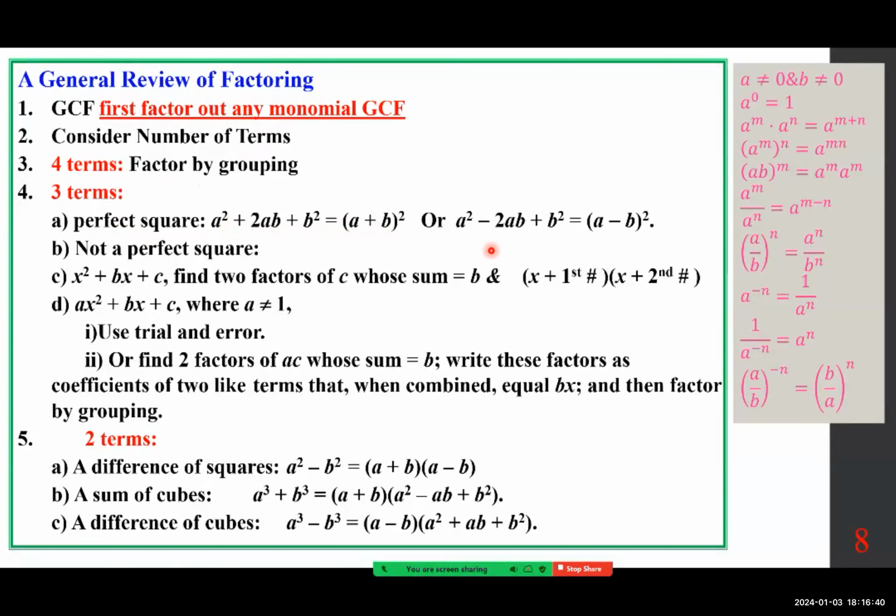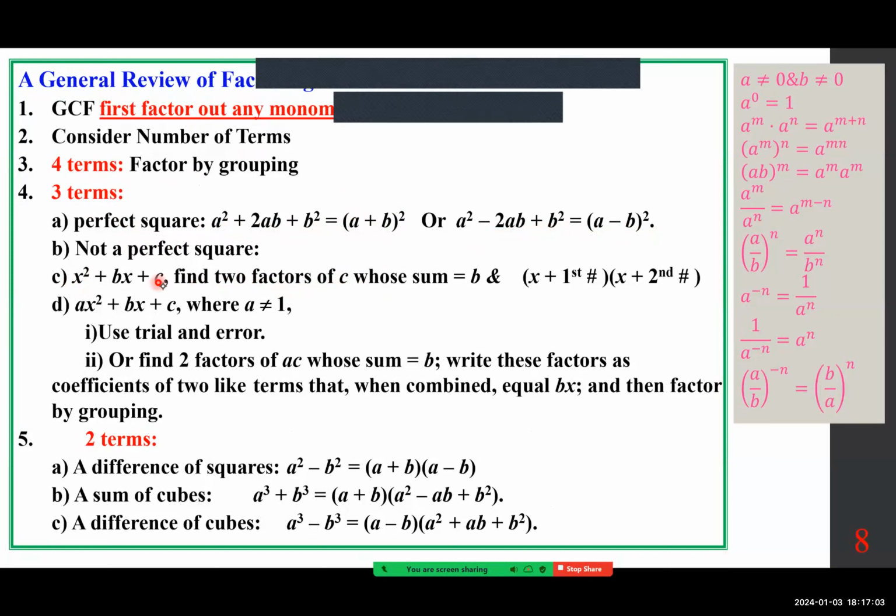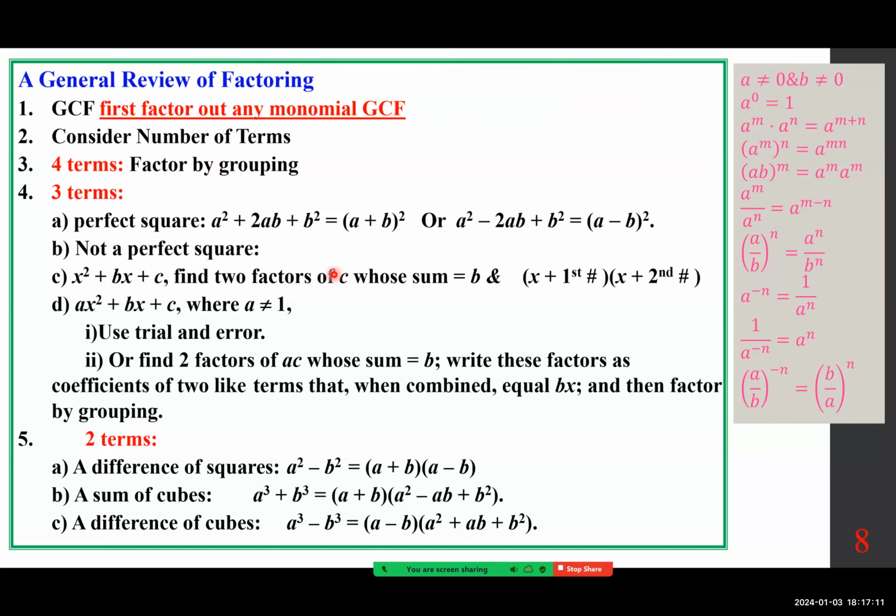You remember it from the previous page. Or a squared minus 2ab plus b squared is a minus b quantity squared. I used x and y in the previous page. It may not be a perfect square, but the second degree term has a coefficient of 1. In that case, you want 2 numbers, 2 factors of c, such that their sum is b, and you write it x plus the first one, x plus the second one.